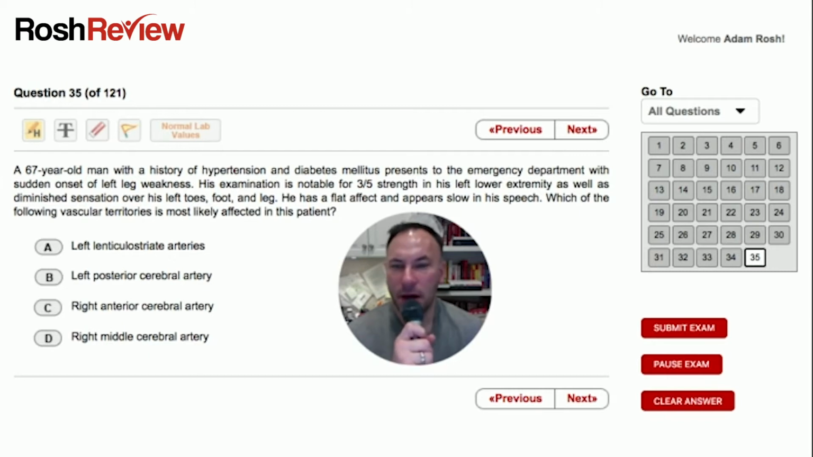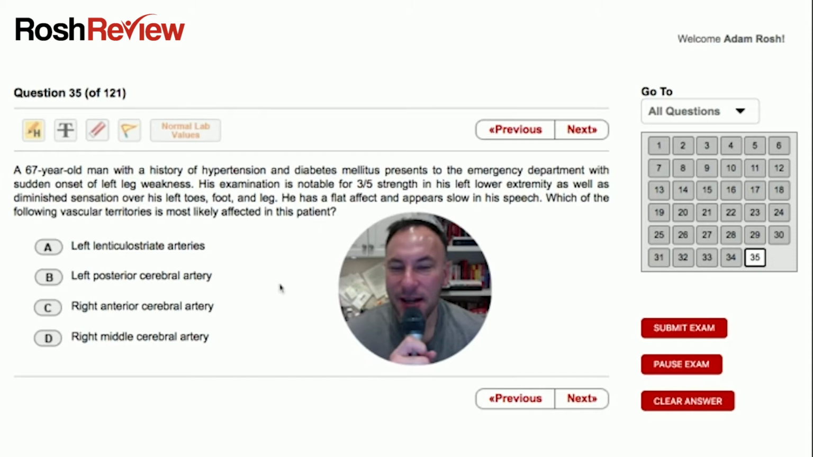All right, so this is a pretty straightforward question. You're going to need some knowledge of territory of infarct in strokes. The answer choices here include A, left lenticulostriate arteries, B, left posterior cerebral artery, C, right anterior cerebral artery, and D, right middle cerebral artery.